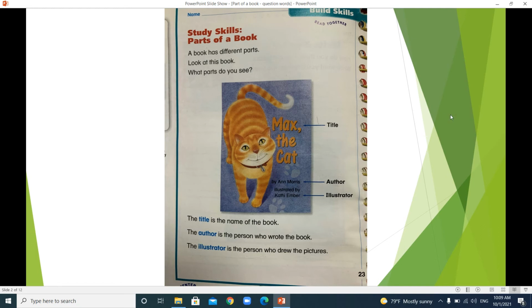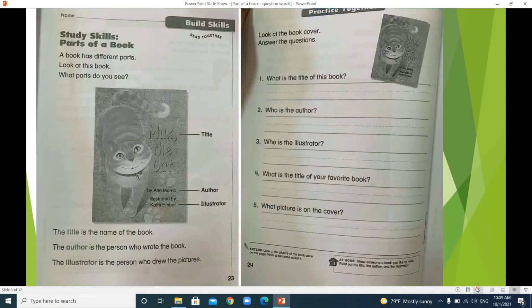Okay, now we will use this book cover to answer the questions on page 24. Number 1, it says, what is the title of this book? Okay, remember title is the name of the book. What is the title? Max the Cat. We will write Max the Cat here.